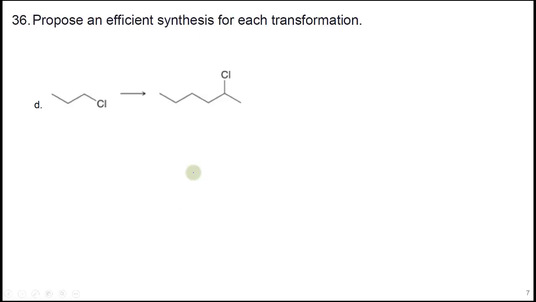A synthesis here. I have 3 carbons. I'm adding 3. And also another chlorine at the secondary position. So this is the group that I'm adding here. I can think of that group as coming from here, plus the Grignard, and this group may have come from this epoxide.